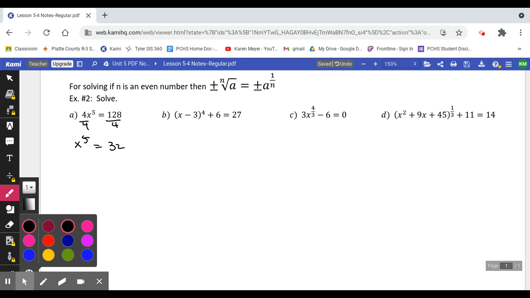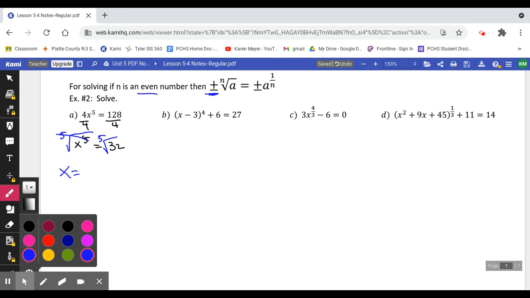Okay, to get rid of a power, you have to use that same root. So if I have a fifth power, I must use a fifth root. That way they'll cancel out and I'll get just x. Now remember, if it's an even root, you have to have a plus or minus. But hey, we're in luck because fifth root 5 is odd, so no plus or minus.